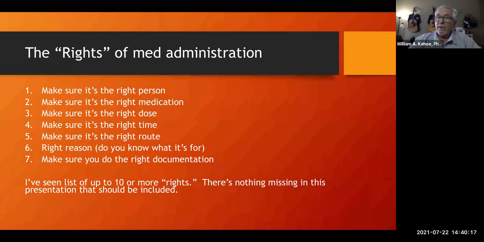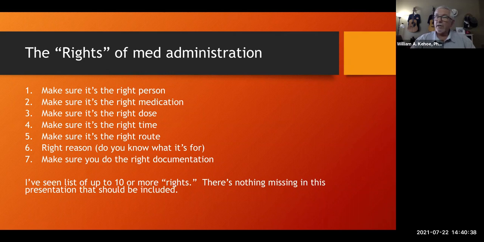Make sure it's the right medication. Okay, so consumers may have more than one medication. They have more than one prescription bottle. And at 9 a.m., this one is due, but you accidentally grab this one. I see event reports about that too. So just make sure you're taking the time, look at the MAR and say, okay, these are the medications that I have to get ready.